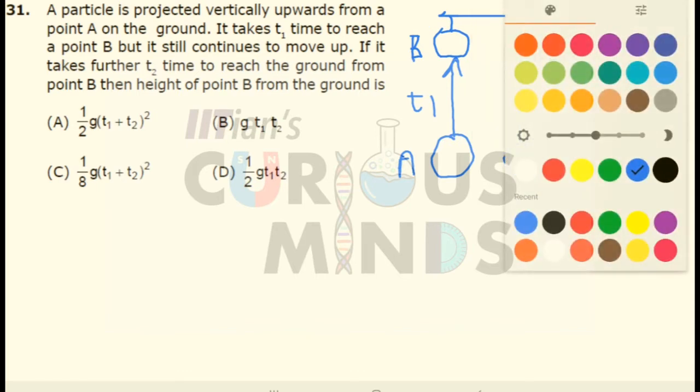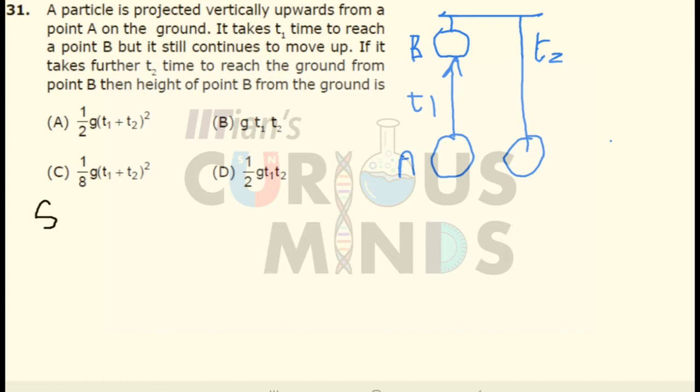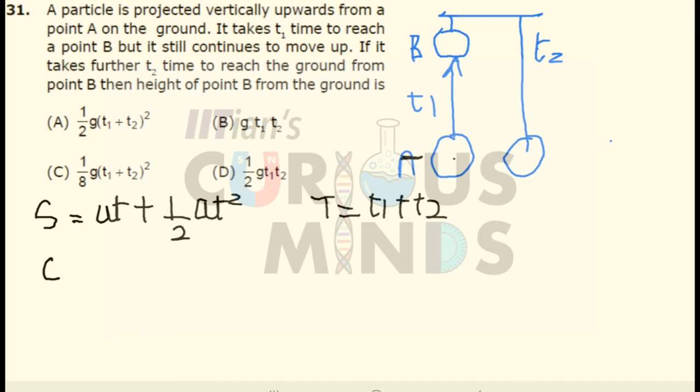We have to calculate the height, that is the point B from the ground, in terms of t1 and t2. Now I will use the formula S is equal to ut plus half at square. If it takes time t1 to go from A to B and again return to point A from B, it means that the total time taken to go from A to B and again return to point A is equal to t1 plus t2. To start from the ground, go to the point B and again return to the ground, it takes the time t1 plus t2.